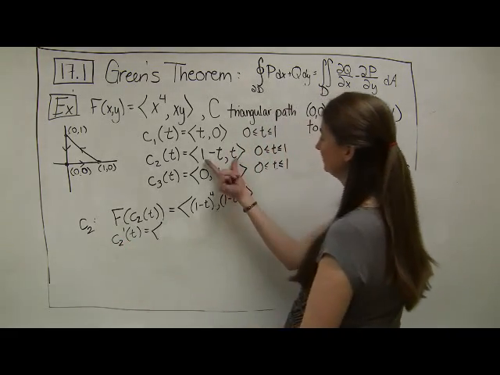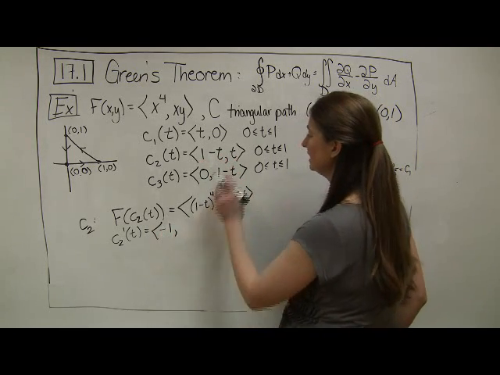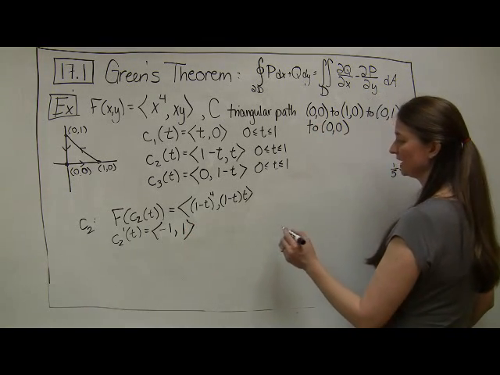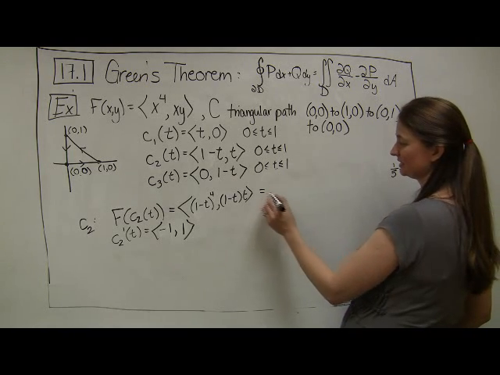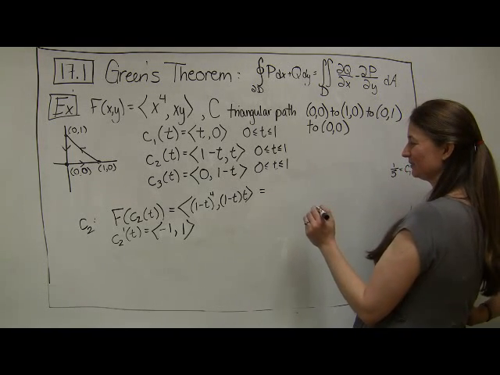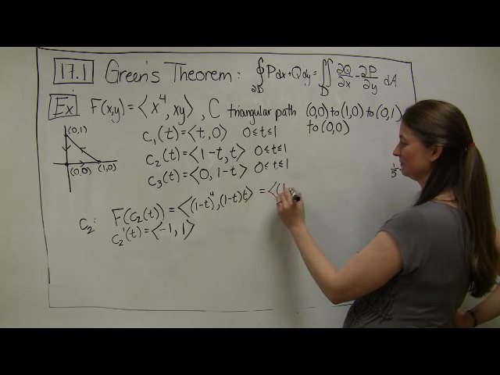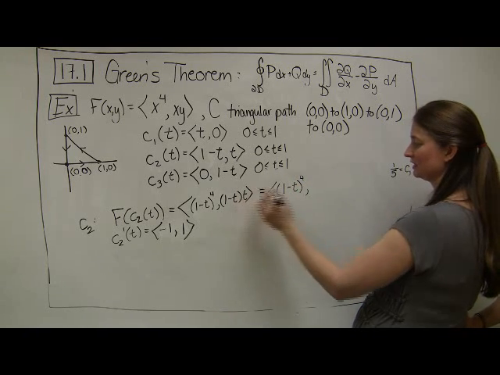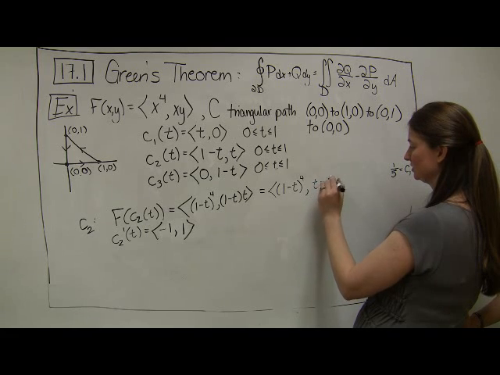What's the derivative here? I get the derivative of 1 minus t is -1, and the derivative of t is 1. So when I look at the dot product, maybe I'll simplify this a little bit. I think I want to keep this first term the way that it is. I'm going to keep it as 1 minus t all raised to the 4th power. But this second term I'm going to turn into t minus t squared.